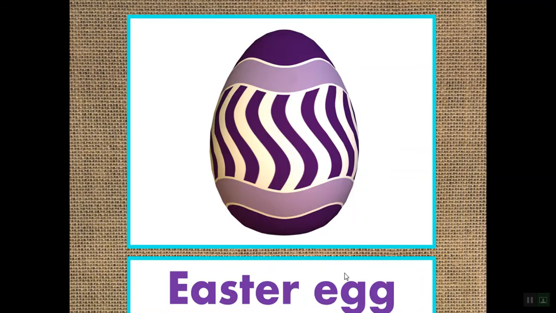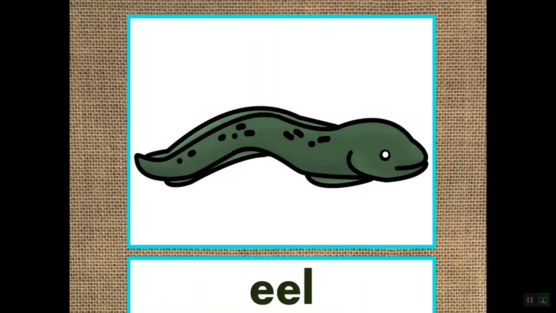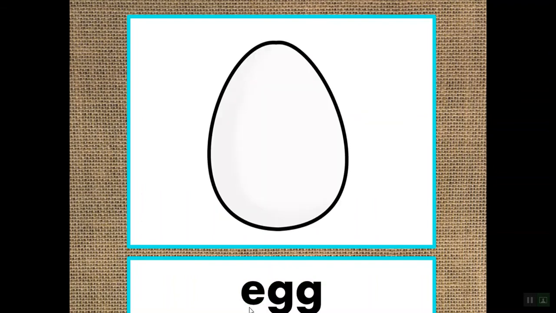Here's Easter egg. Now, in the word Easter, we hear E, which is E saying its name, but this word right here I like a lot. Please say egg. In the word egg, we can hear eh at the beginning. Eh, eh, egg. Very good. Here's eel, long E sound. Here's egg again, without the Easter part. It's not decorated, it's just a normal egg. Eh, eh, eh, egg. Good.